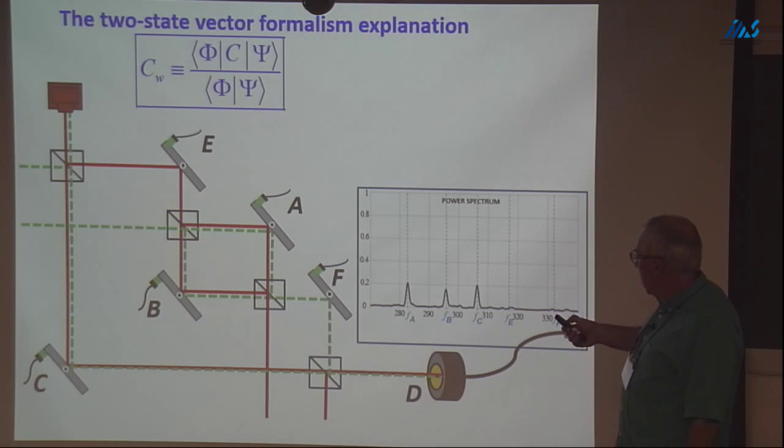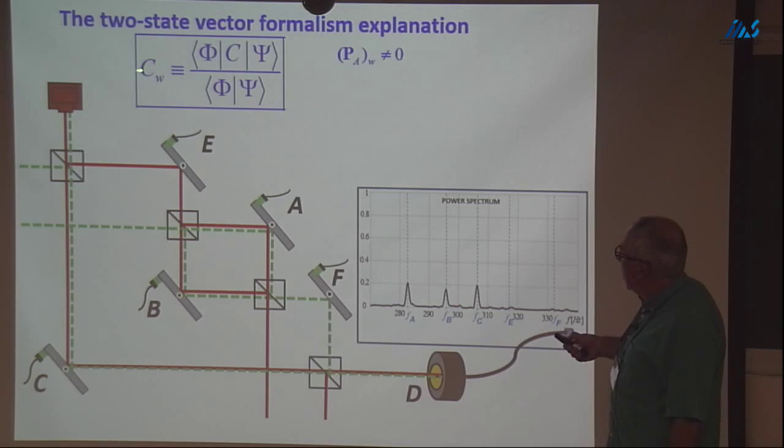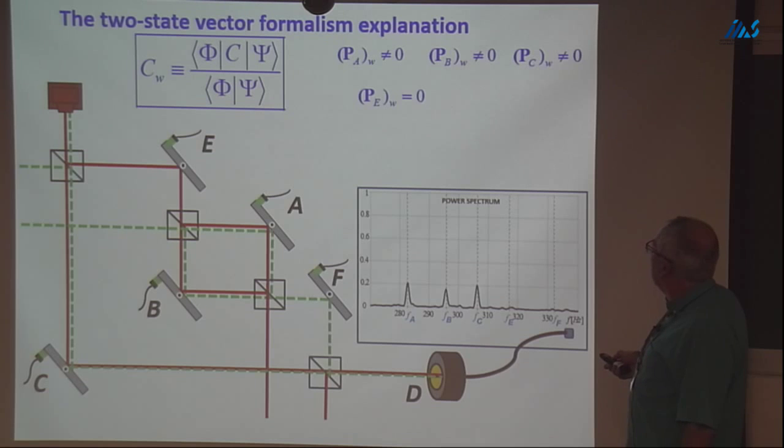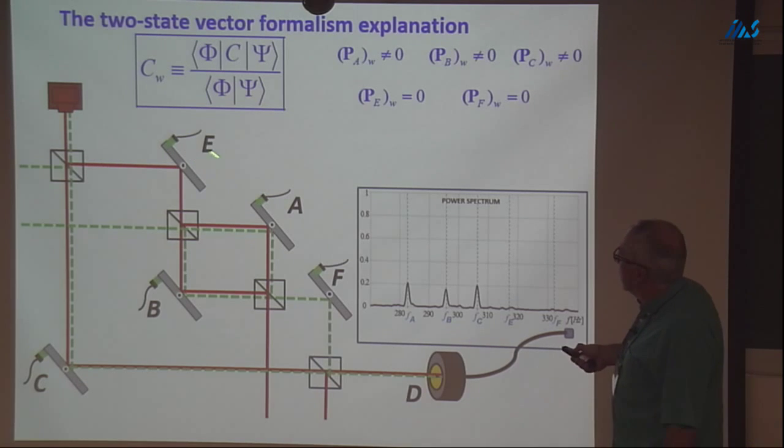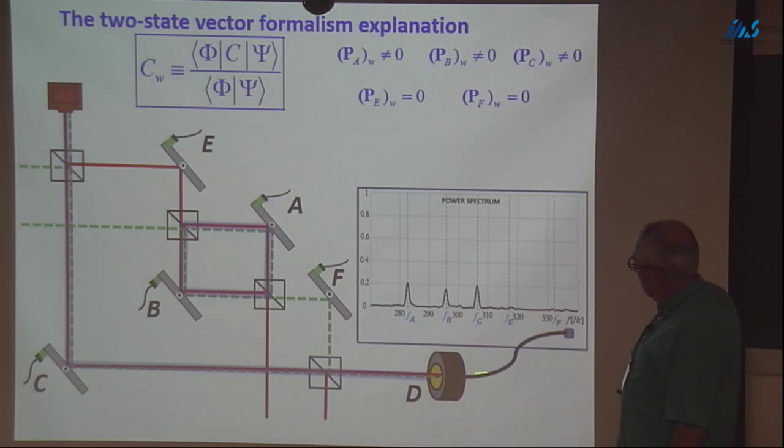We look at the weak value quantitatively. For the weak value, we need the presence of both of them. And in A, we have two of them, and it's not 0. In B, it's not 0. In C, it's not 0. In E and F, it's 0. When we make a projection on E and F, because there is only one, the other one is not here, so we get 0. So we get this picture.